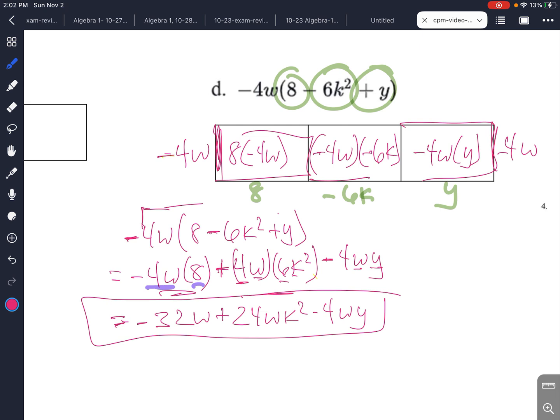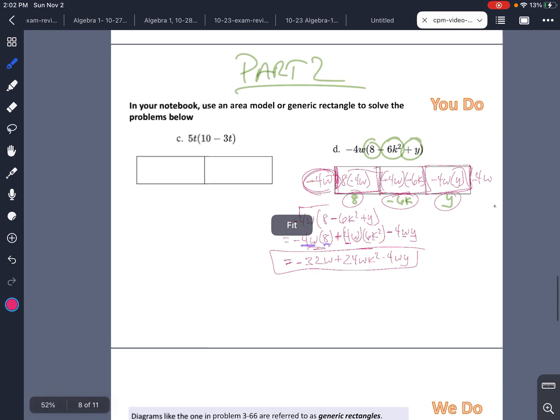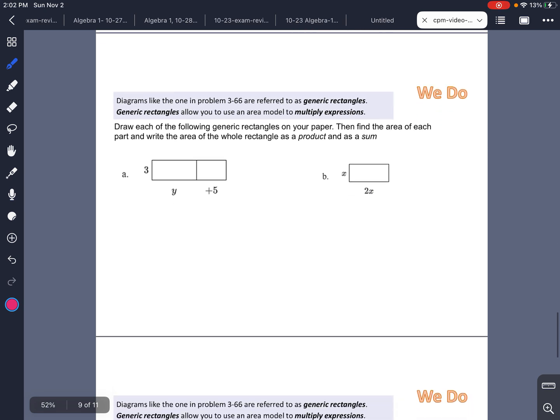All right, again, generic rectangles. This area is length times width. This area is length times width. This area is length times width. And I add up things with the same base. Let's do a couple more.